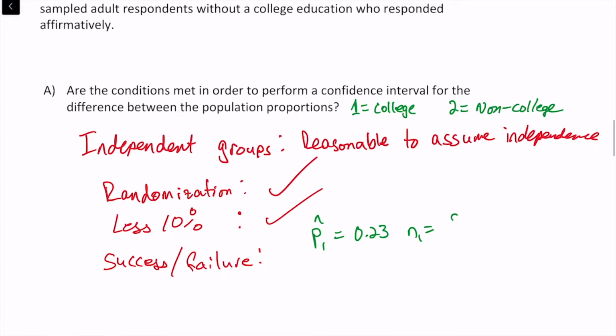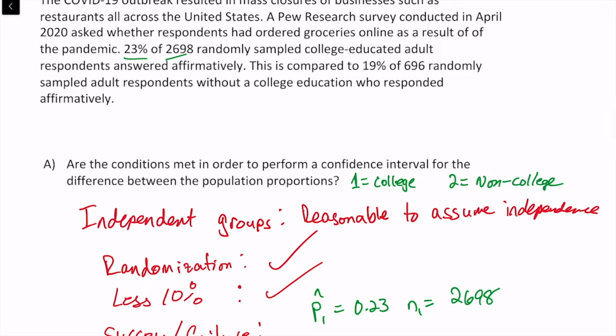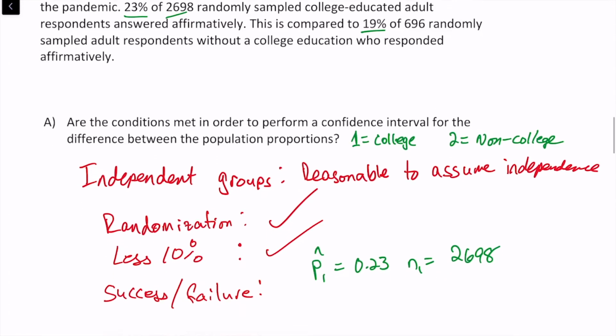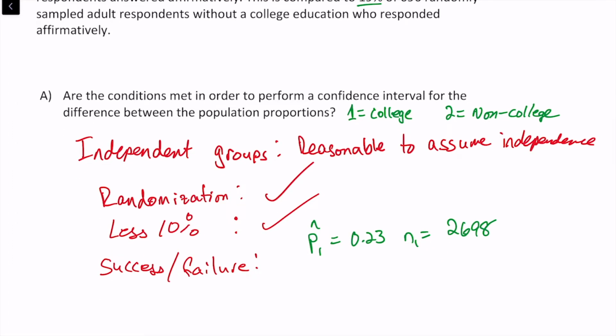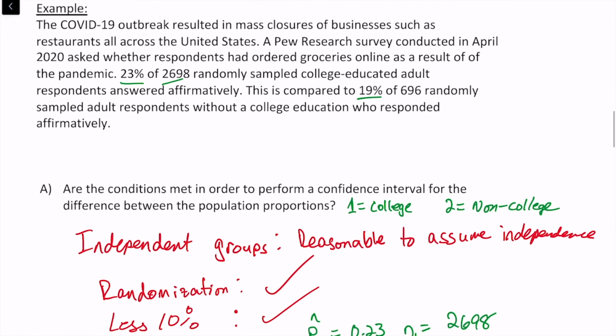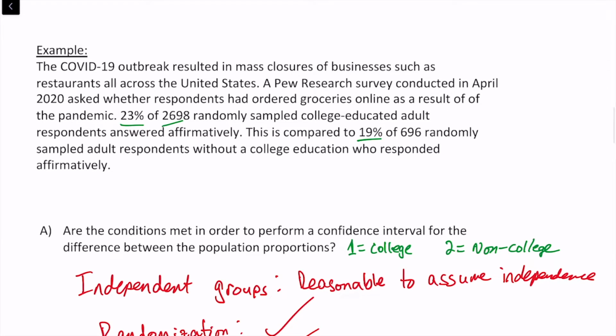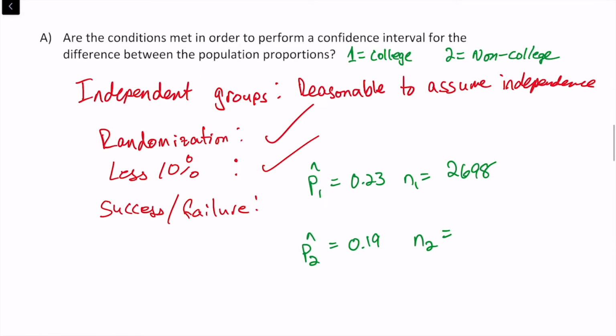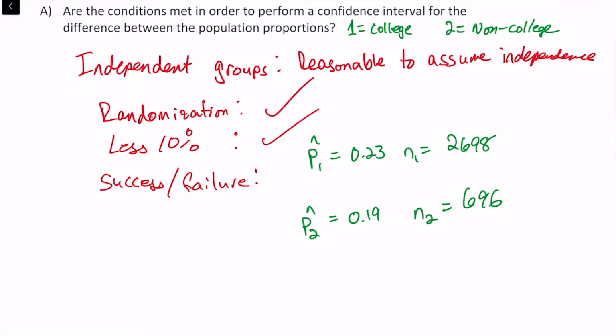So we're just grabbing all this information. Then we have P2 hat, which will be 19%, so 0.19, and N2 was 696. So what we need to check is, do we have more than 10 successes and failures? And we can certainly see that's going to be the case here.